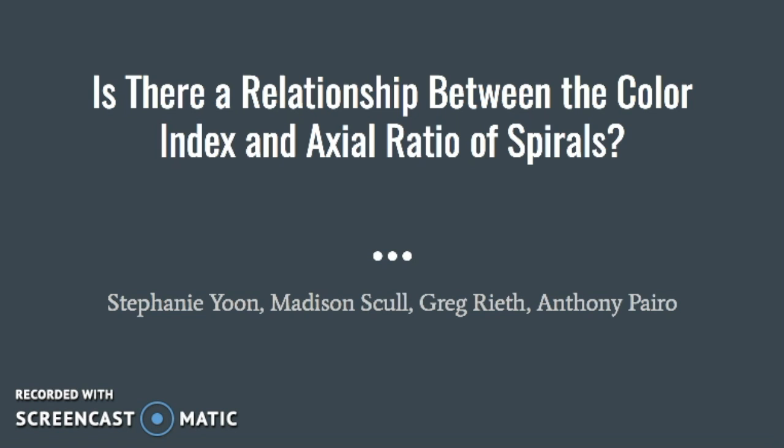Because of these statistics, our assumptions were incorrect, and we came to a conclusion that the axial ratio and the color of the galaxies do not have any correlation. Although we did find some data that proved our hypothesis, there were also data we found that disproved our hypothesis, so we cannot say for sure that there is a relationship between the two categories.